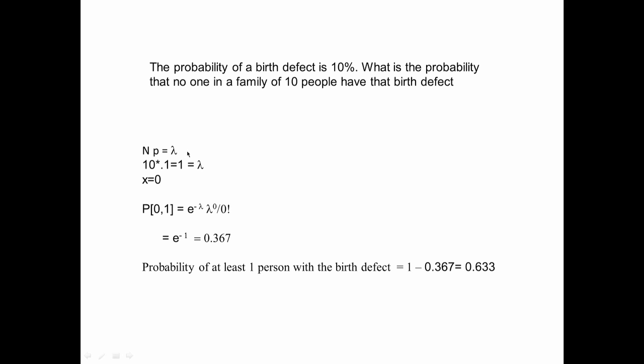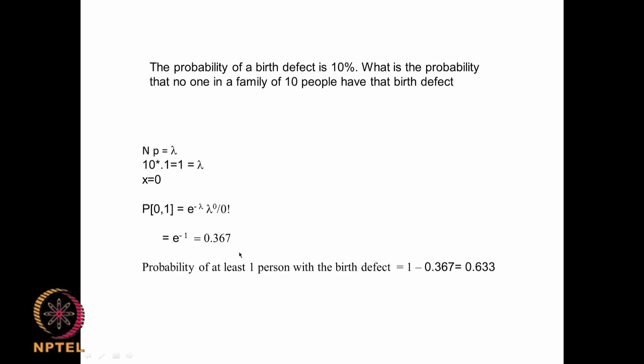Again we need to know lambda here. np is equal to lambda. Here n is 10 people and the probability p is 0.1. So, lambda comes out to be 1. Here we want x to be 0 because we do not want any birth defect. So, P(0) will be e power minus lambda, lambda power 0, by 0 factorial. That comes to e power minus 1, which is 0.367. That means there is a 36% probability that in a family of 10 people nobody has the birth defect.